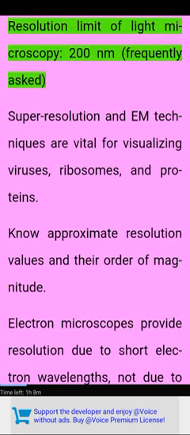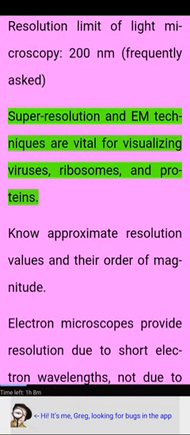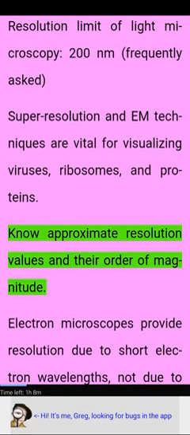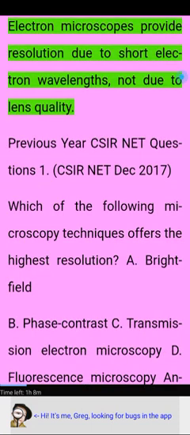CSIR NET oriented key points. The resolution limit of light microscopy, 200 nanometers, is frequently asked. Super resolution and EM techniques are vital for visualizing viruses, ribosomes, and proteins. Know the approximate resolution values in their order of magnitude. Electron microscopes provide high resolution due to short electron wavelengths, not due to lens quality.